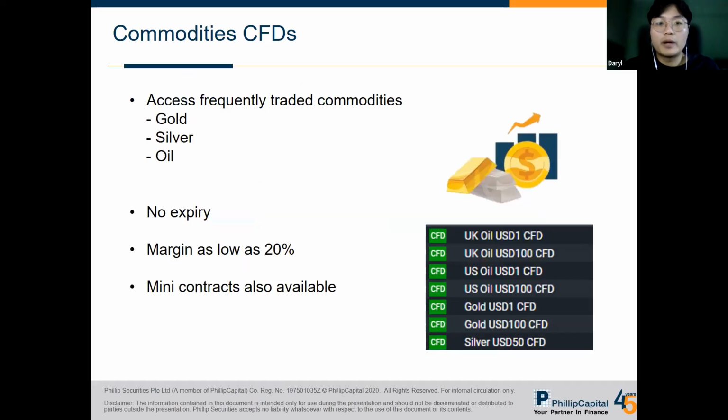So in our platform, we do allow you to trade commodities, and the frequently traded are gold, silver, oil, and there are no expiry, and the margin is as low as 20%. And we also provide the mini contracts.